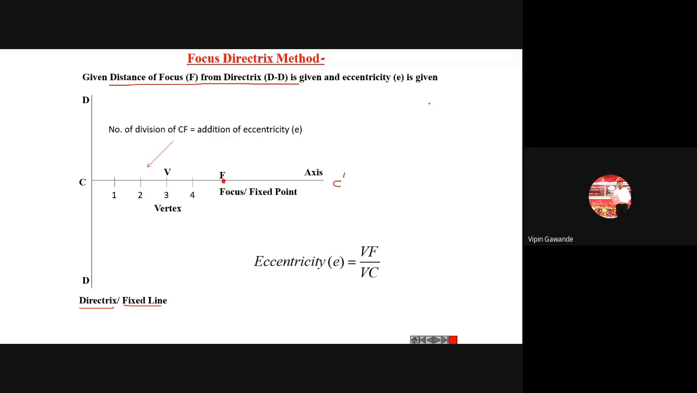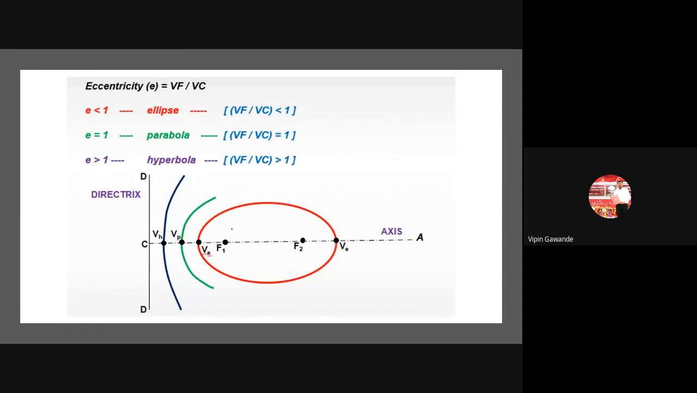Now we have seen that in the ellipse we have two vertices, while in the parabola and hyperbola we have only one vertex. So here you see, this is our ellipse. Here we have two vertices, V and V dash. Two vertices for the ellipse, while for the parabola and hyperbola we have only one vertex. So you have to remember this one also. This is another MCQ question. There are two vertices in the ellipse, while there is only one vertex in the parabola and the hyperbola.